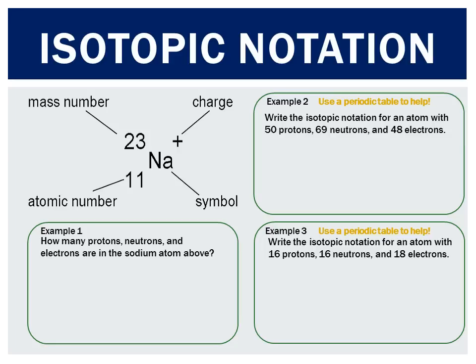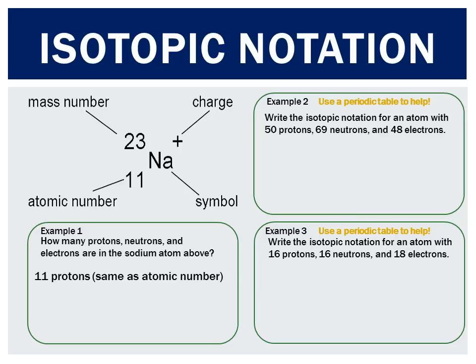Example 1. How many protons, neutrons, and electrons are in the sodium atom above? First, protons, same as atomic number, always, always, always. So atomic number is 11, number of protons is 11. This is always true for sodium, 11 protons.